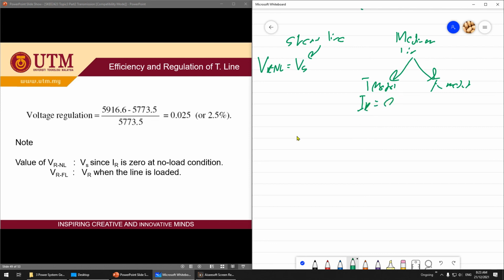For the pi model, you can see here the pi model. Also the same, IR is also equal to 0. I think no need to draw it back, you already know. Just make IR equal to 0 and then you can get the VR. VR no load is equal to something times Vs.